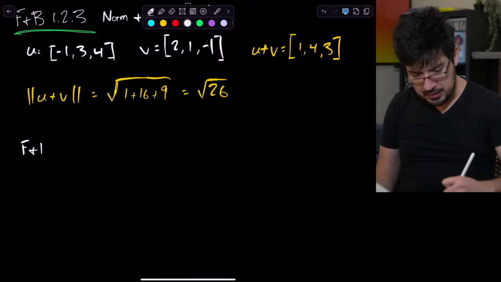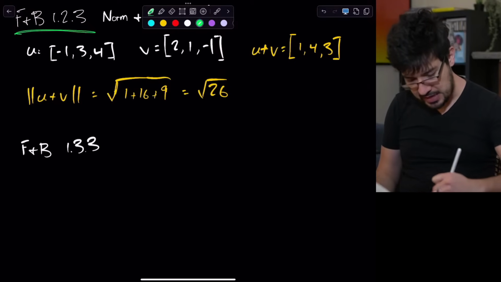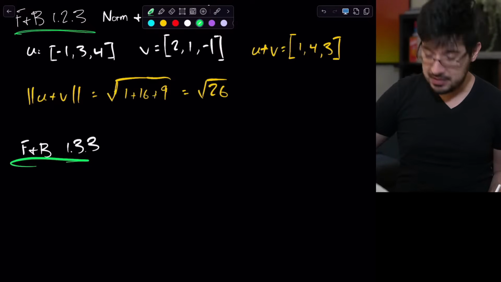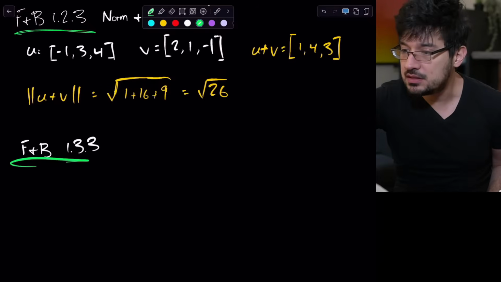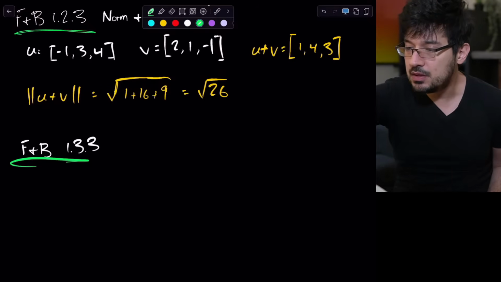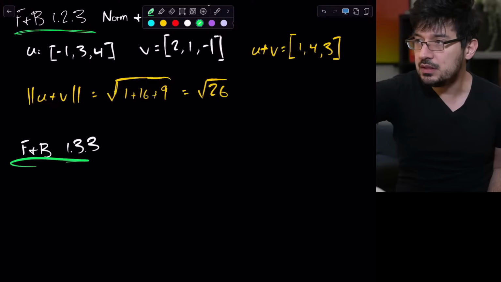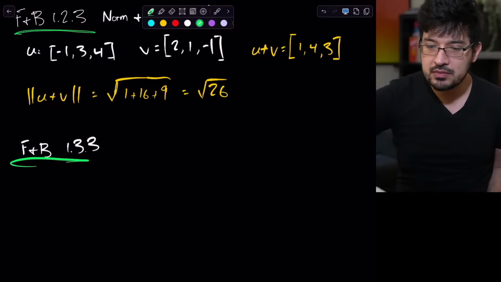F and B 1, 3, 3. Let's see how far we get. I don't have that much time today. I have to be done at 9:55 and it's 9:32. So let's see. Let's keep moving. 1, 3, 3. 1, 3, 3. Let's practice.